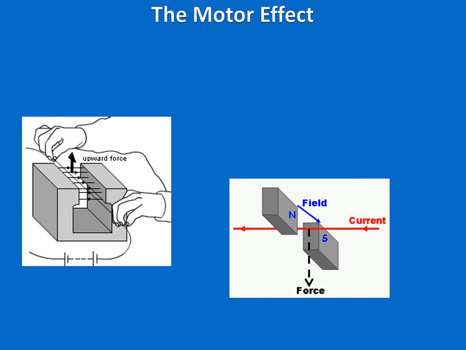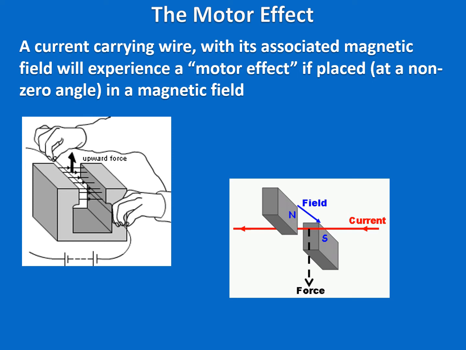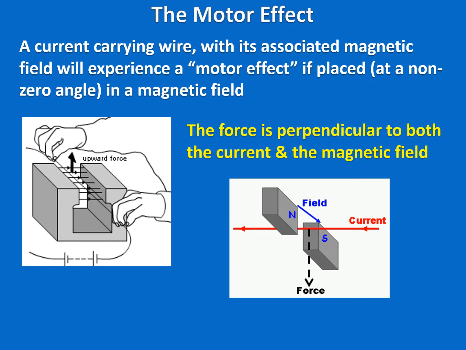Okay, so if we have a magnetic field around this current, so current passing through this wire produces a magnetic field, we also get a force produced as well. So this is an example of the motor effect. And this is when the field, the current, and the force are all perpendicular to each other, and you get the maximal amount of force produced. I'll show you this in the lab next week.